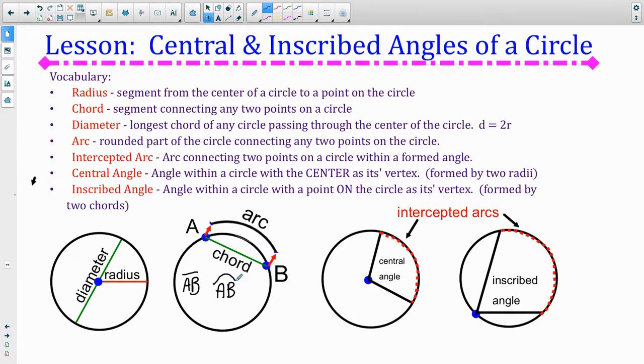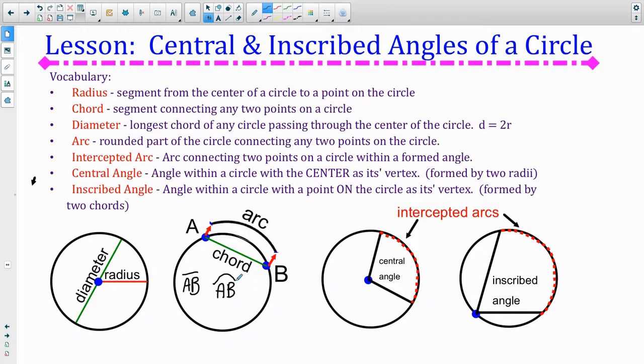Intercepted arc: an arc connecting 2 points on a circle within a formed angle. You could see in red on the second 2 pictures that the arcs that are within those 2 angles are called or referred to as the intercepted arcs.